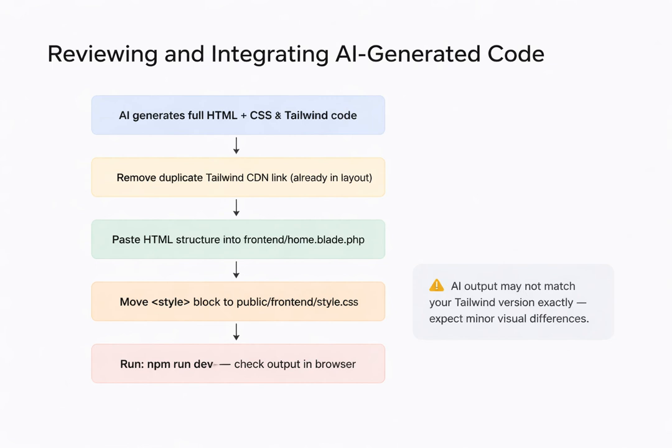The instructor is upfront about something important here. The AI's output might not look exactly the same on your machine as it does in the demo. This is because the AI might generate Tailwind classes that correspond to a slightly different version than what's installed in your project. That's normal. You'll need to do some minor debugging to align things.